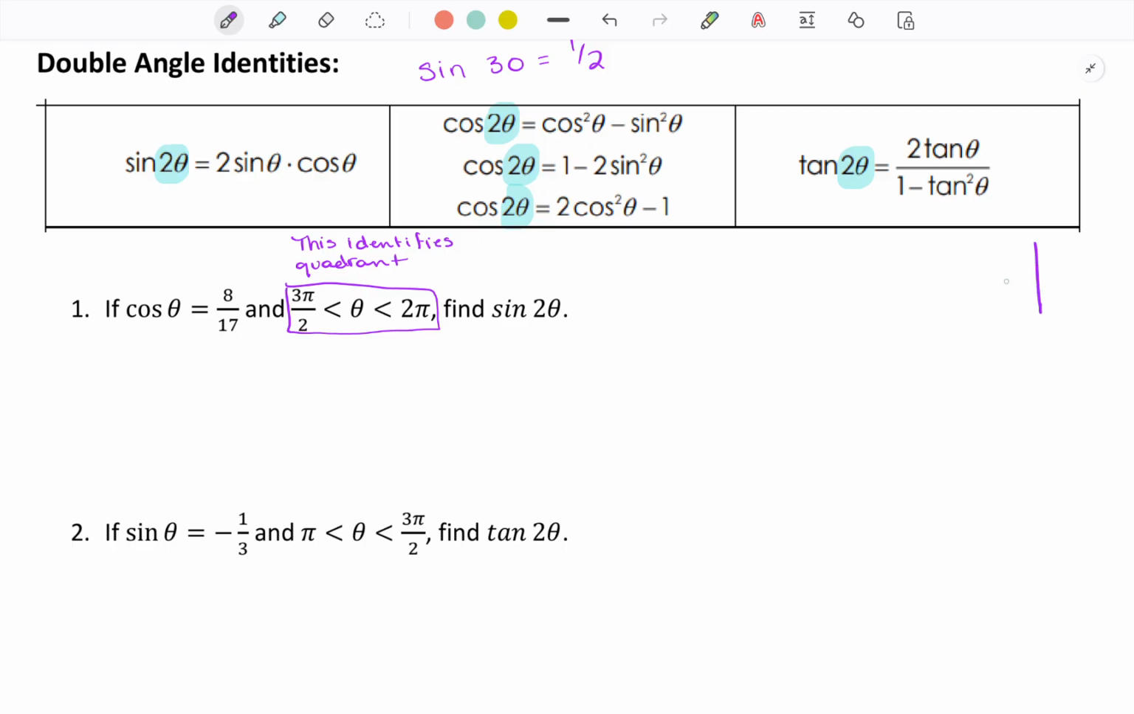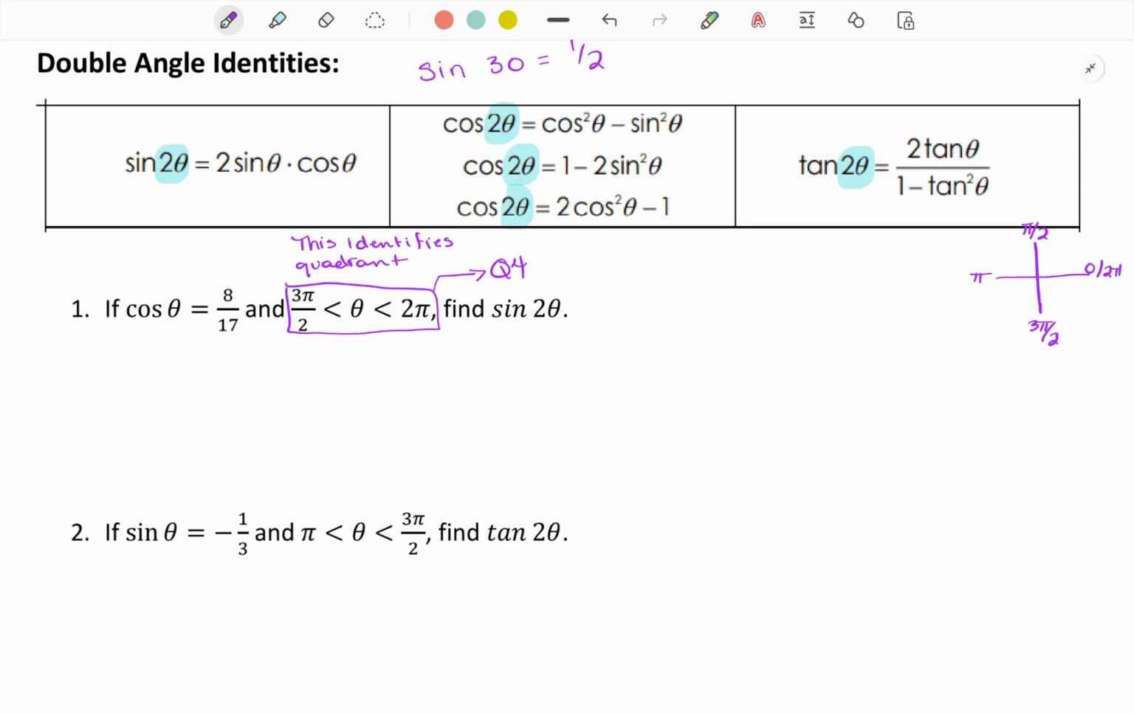Because if you think about where we are on the unit circle, over here, the positive x-axis is 0 and 2 pi. You've got pi over 2 for the positive y-axis. You have pi for the negative x-axis, and then your negative y-axis is 3 pi over 2. So if we're between 3 pi over 2 and 2 pi, that means that we are in quadrant 4. And so that is going to matter because that tells us what sign the function that we're using should have when we plug in for theta.